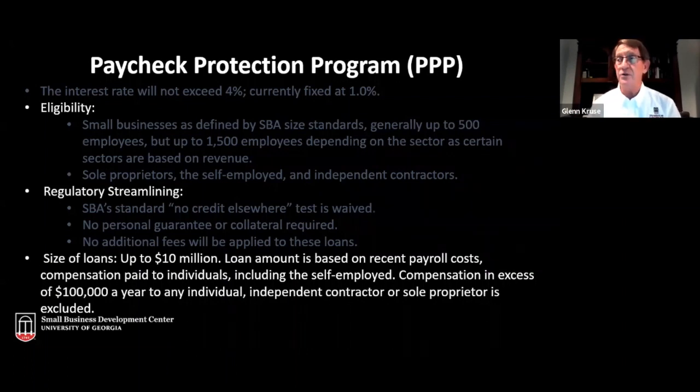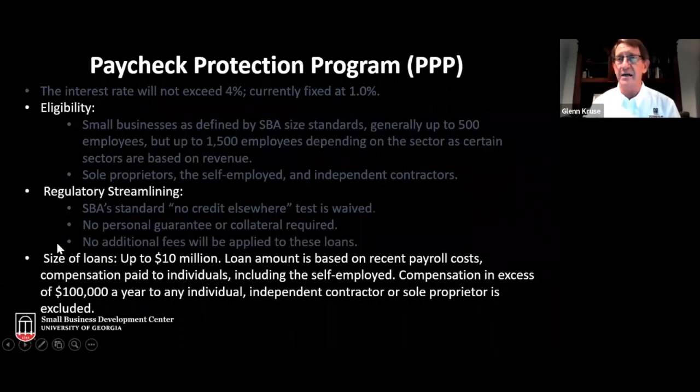You do have to exclude any compensation in excess of $100,000 a year to any individual. So if you're the owner and you paid yourself $150,000, $50,000 of that will have to be exempted from this calculation. But once you arrive at that average monthly payment, you multiply that by 2.5.